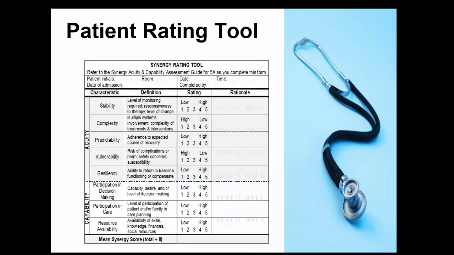This is an example from Niagara Health Systems, and it's an example of what they've put together for their surgical patient population on 5A. And you'll see that acuity has those first 5 characteristics, and then capability has 3 characteristics. So this would be on a patient's Cardex, and nurses can pencil it, and then they can change it depending on changes in patient status.